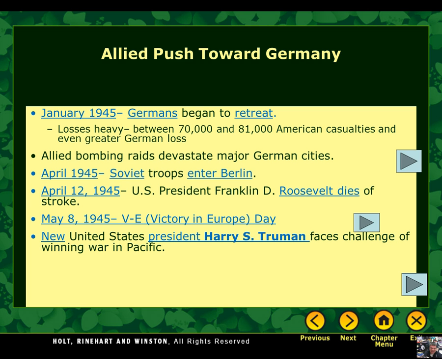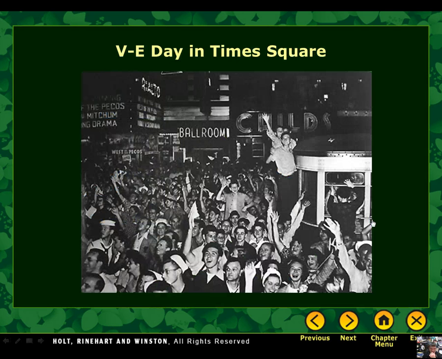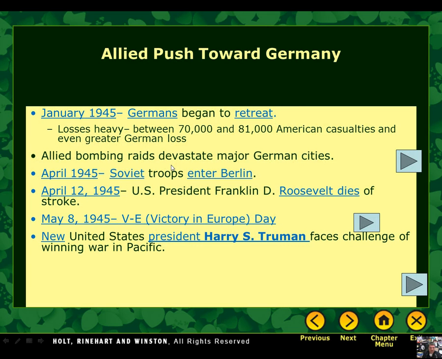On May 8th, 1945, so not even within a year of D-Day, the Germans surrender, and as do the Italians, and Victory in Europe Day is declared on May 8th, 1945. And around the country and around the world, there were celebrations. Here you can see Times Square in New York City. There were celebrations to celebrate that the war was over in Europe.